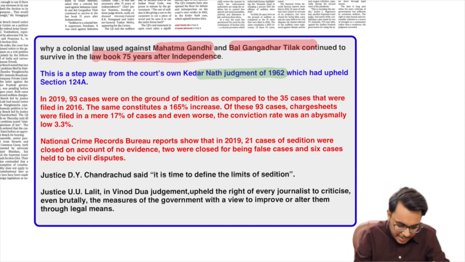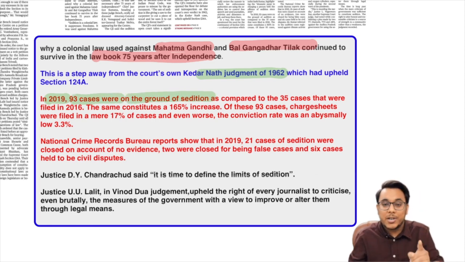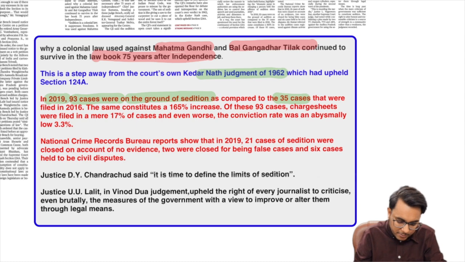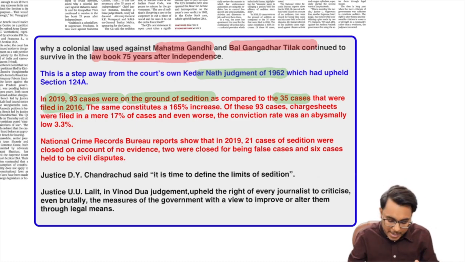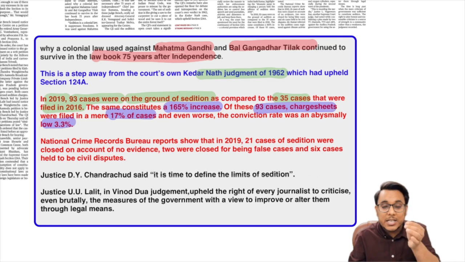Now guys, if you see, in 2019, 93 cases were filed on the ground of sedition compared to the 35 cases that were filed in 2016. So here we can clearly see that there has been a 165% increase in the use of sedition laws. And guys, when we talk about these 93 cases, a charge sheet has been filed in only 17% of cases, and the conviction has been in just 3.3% of cases. So we can see that in 97% of the cases there was no conviction. Therefore, sedition does not have any kind of effectiveness.